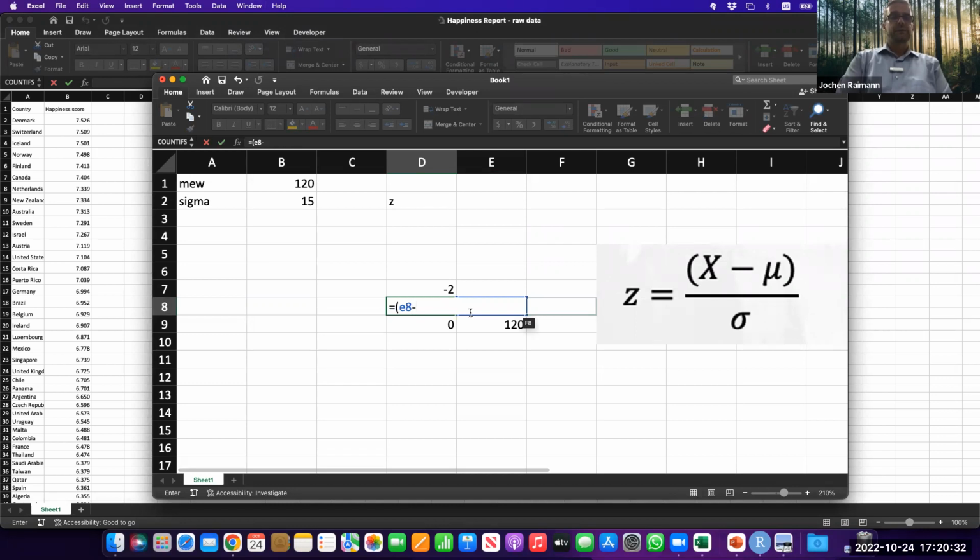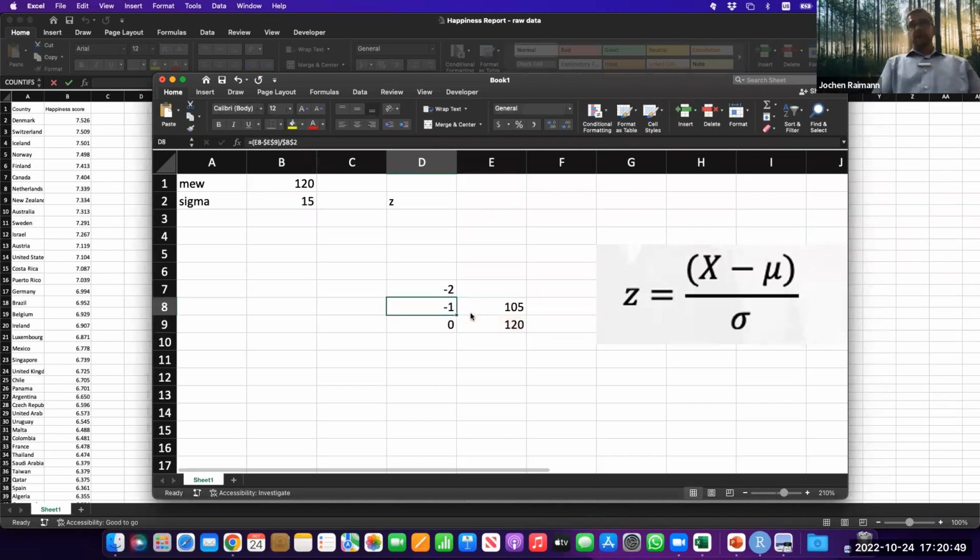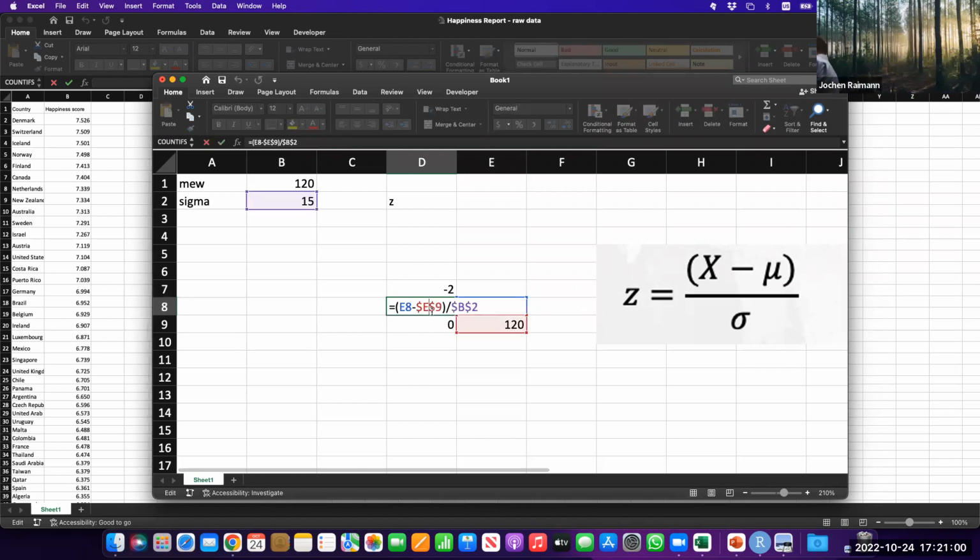minus mu, which is $E$9. Divided by $B$2. So that's now -1. If we continue this formula now, the sigma? Yeah, it is negative. It should be negative. If E8 is 105, it's negative, because it's 105 minus 120, that's minus 15, divided by the sigma of 15, that's -1.